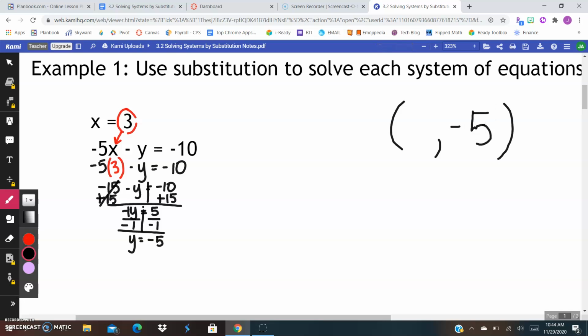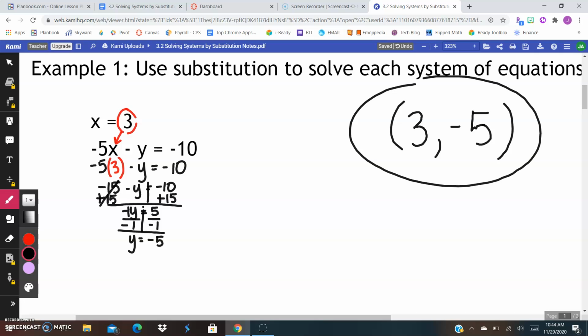So remember, we're looking for that ordered pair. Make sure you put your answer in the correct spot. So since we found y first, we have to put it in the y spot. Now, they already told us x equals 3, so we don't have to do anything with that. We can put 3 in the x spot, and we have our ordered pair where those two lines would cross.